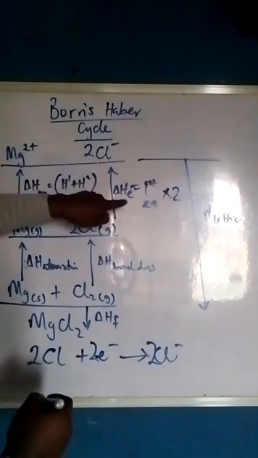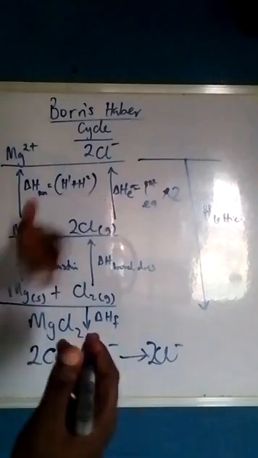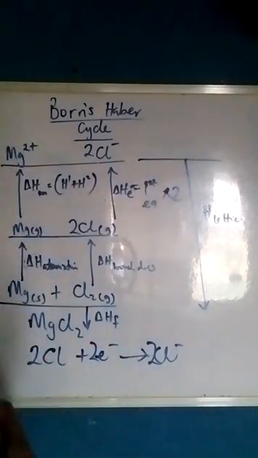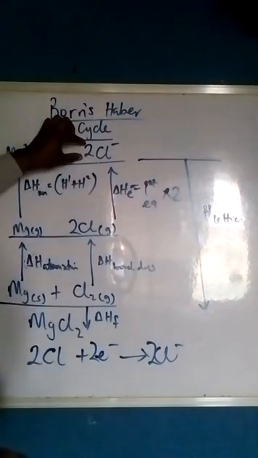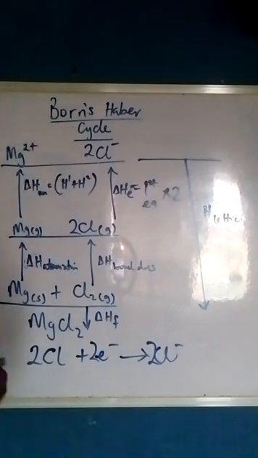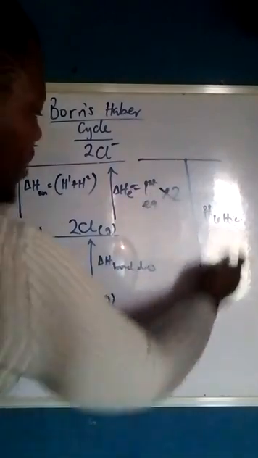Whatever value you have for the electron affinity of the chloride ion, you're going to multiply by 2 because of the 2 moles that is present here. Hope you get that. Because of the 2 moles that is present here, you're going to multiply by 2. Hope that is clear. Once you're done with this, then you have your lattice energy.